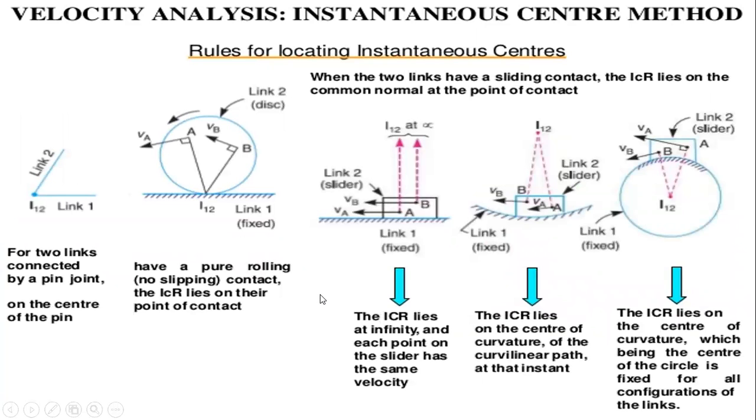So these are some of the examples for the location of instantaneous centers. That is the rules for locating instantaneous centers. When the two links have a sliding contact, the instantaneous center for the rotation lies on the common normal at the point of contact.